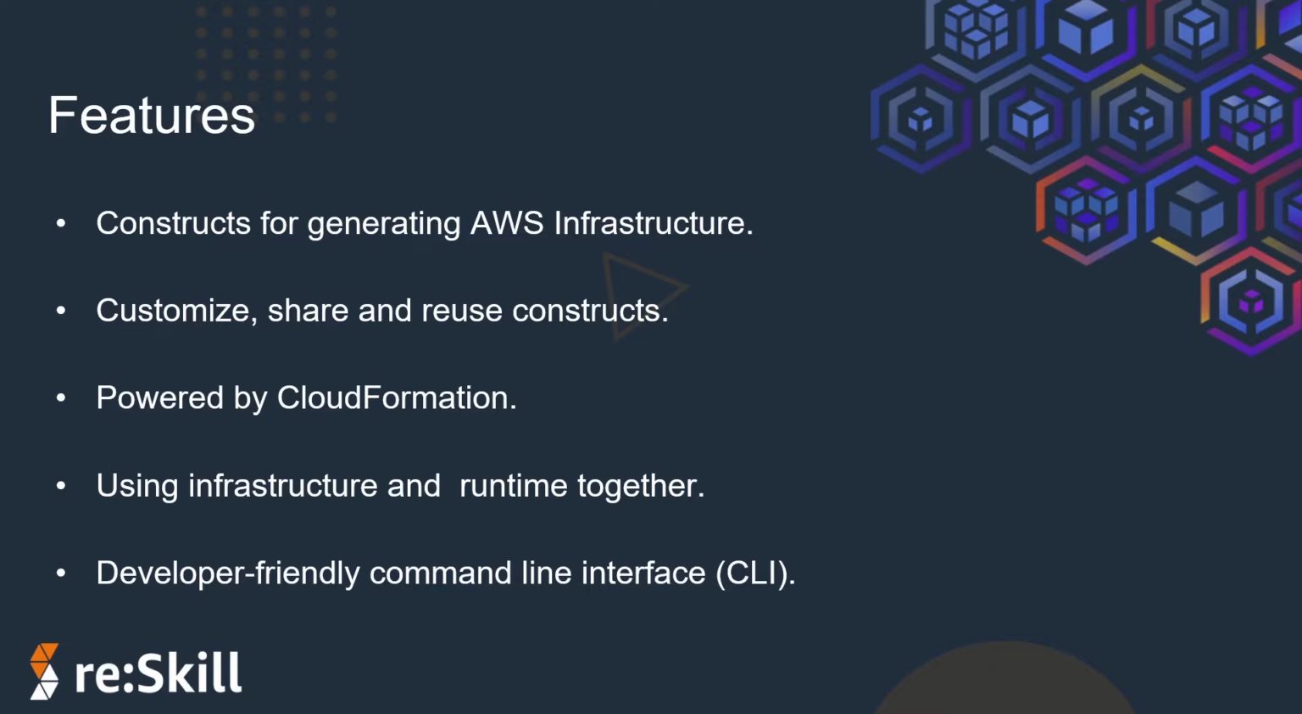Next is using infrastructure and runtime together. AWS CDK enables us to model application infrastructure using TypeScript, Python, Java, .NET, and Go. With AWS CDK, developers can use existing IDE, testing tools, and workflow patterns.